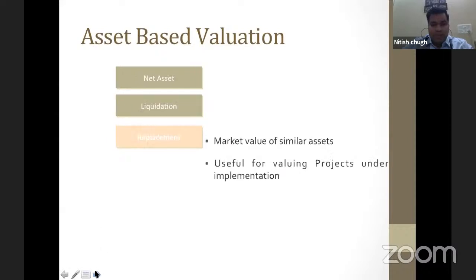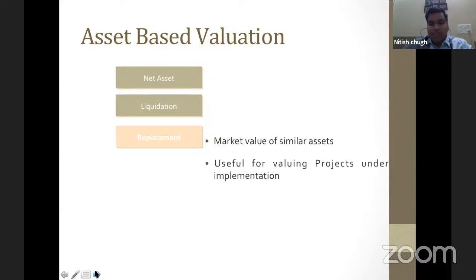Then the third one is the replacement method. A replacement method is primarily the market value of similar assets useful for valuing projects under implementation. For example, if you are erecting a power plant, whatever is the work in progress or the capital work in progress as on date, if you calculate the market value of similar asset, that will be considered under this replacement valuation approach. So whatever is the cost that is incurred to replicate the same is the replacement cost of that particular asset.